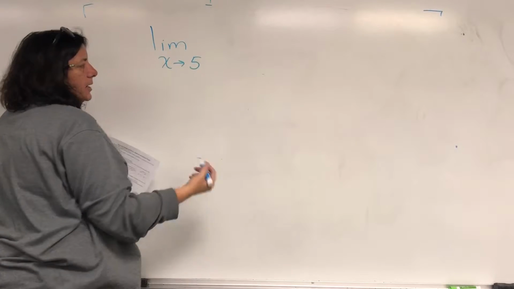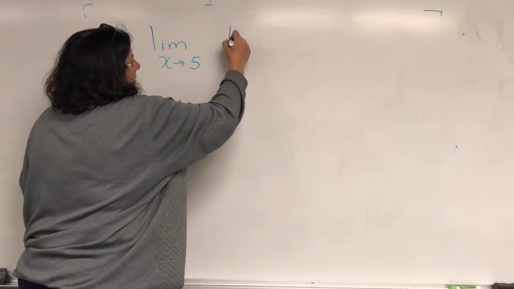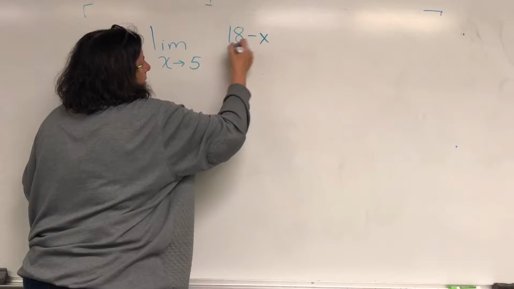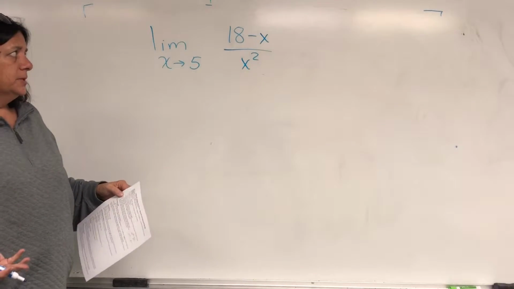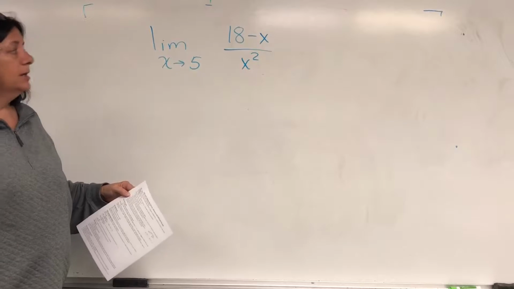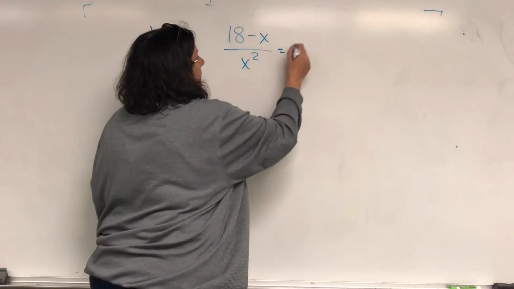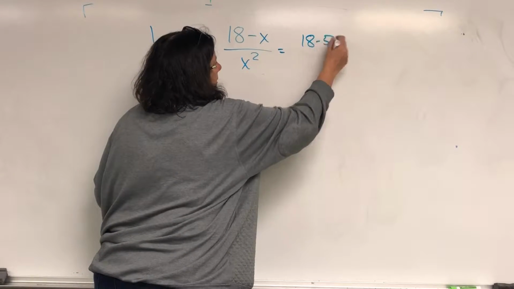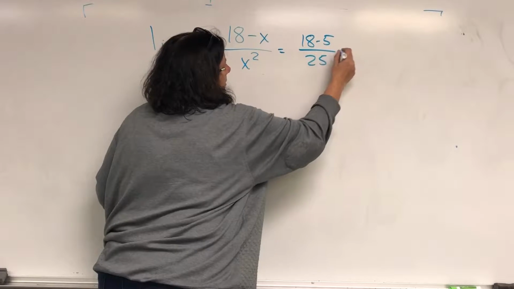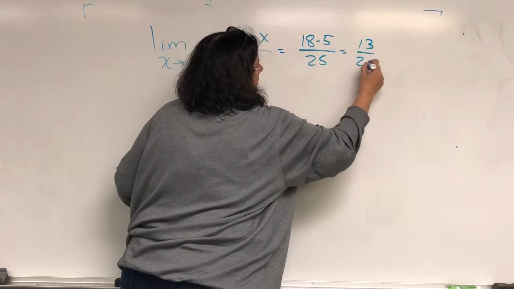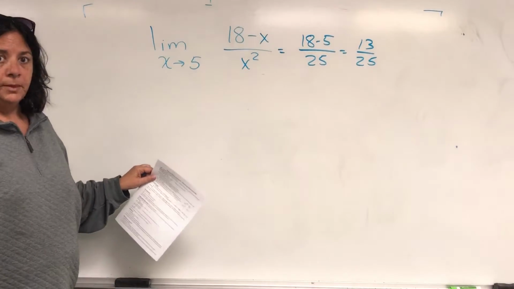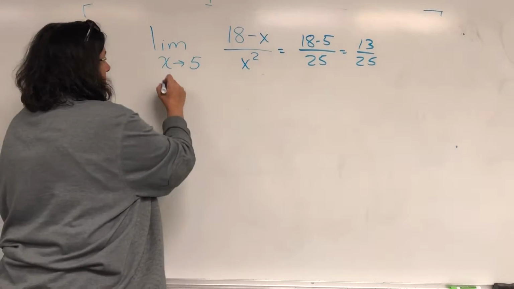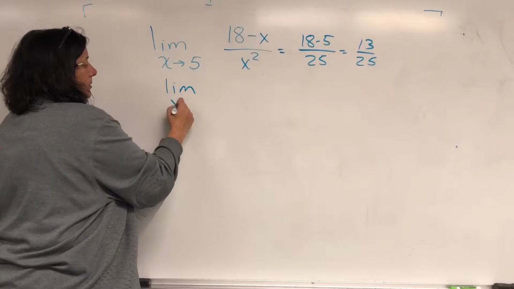So the limit as x approaches 5 of (18 minus x) over x squared. If you simply substitute in, you get 18 minus 5 over 25. And that's your limit, direct substitution. What if, when you substitute, you get a 0 in the denominator?